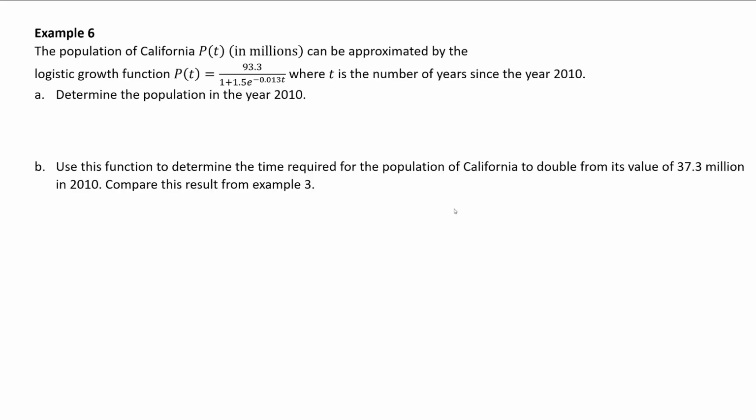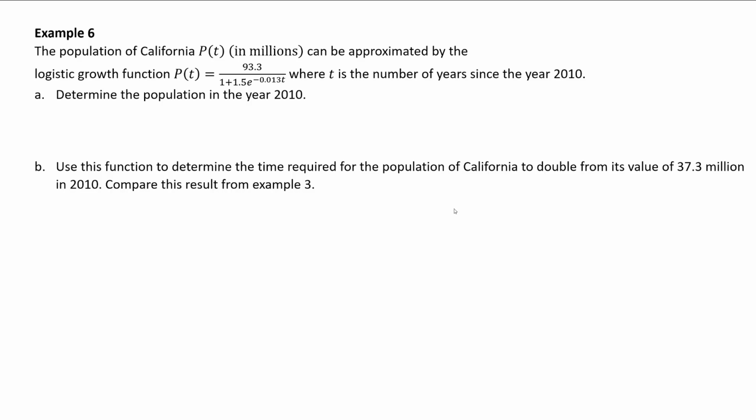So the population of California, P of t in millions, can be approximated by the logistic growth function P of t equals 93.3 over 1 plus 1.5 e to the negative 0.013 t, where t is the number of years since the year 2010. All right, so this is the model we're going to use this time. And we're still looking at t being the number of years since the year 2010. Part A says determine the population in the year 2010.